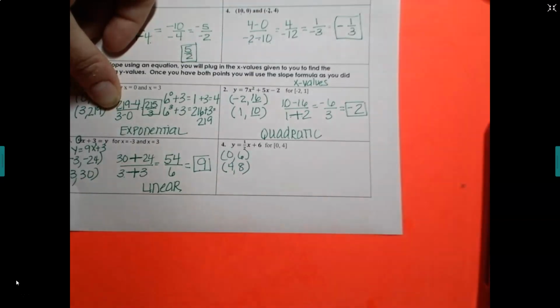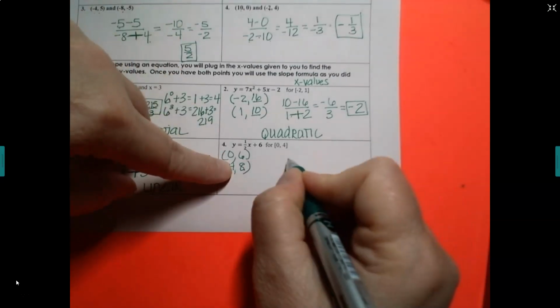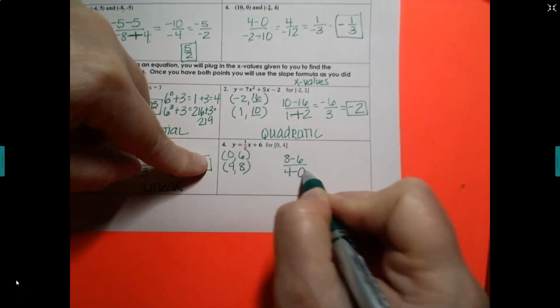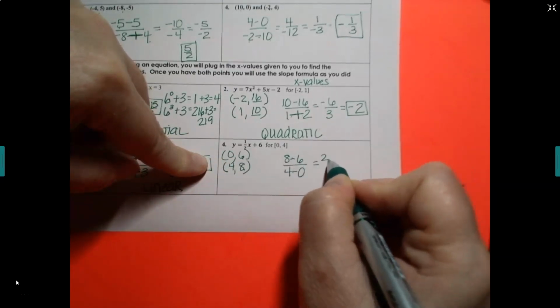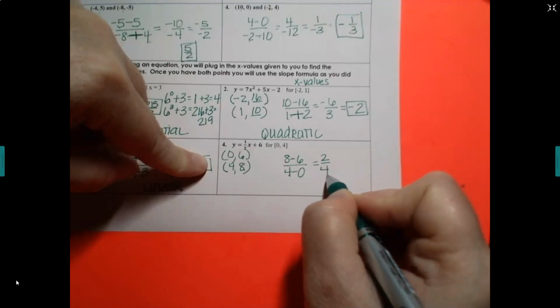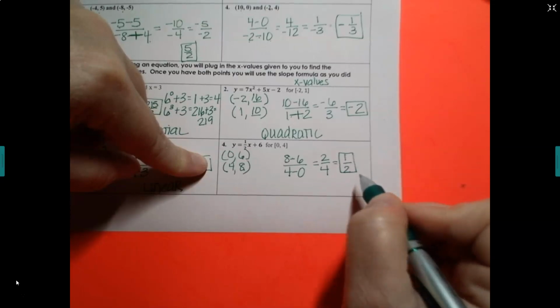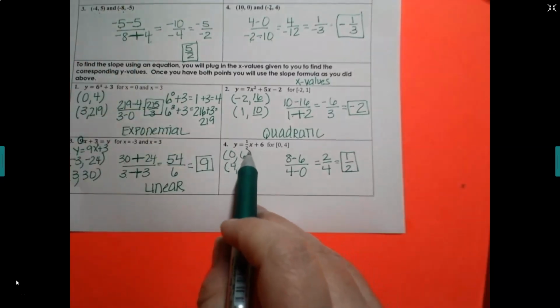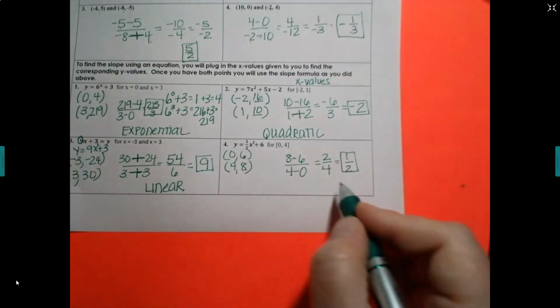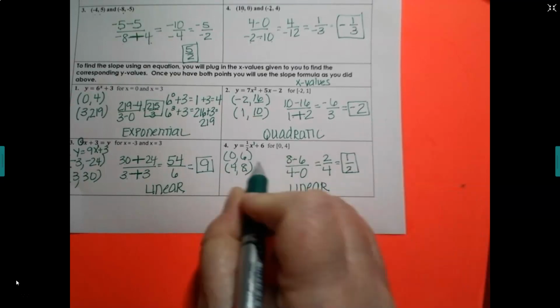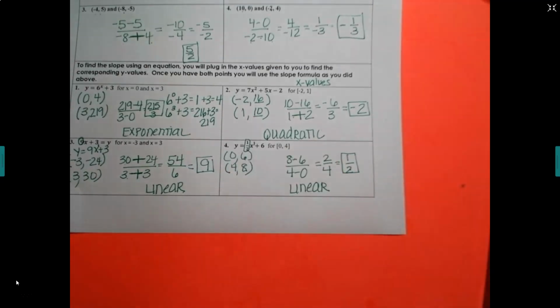Once I have my 2 points, I'll do y2 minus y1 divided by x2 minus x1. 8 minus 6 is 2. 4 minus 0 is 4. Those both reduce by a 2, and I get 1/2. When I go back and look at the equation, x to the first is the highest degree. That makes this linear. And notice my slope matches the slope in the equation, and it always will because linear slopes are constant. They're always the same number.